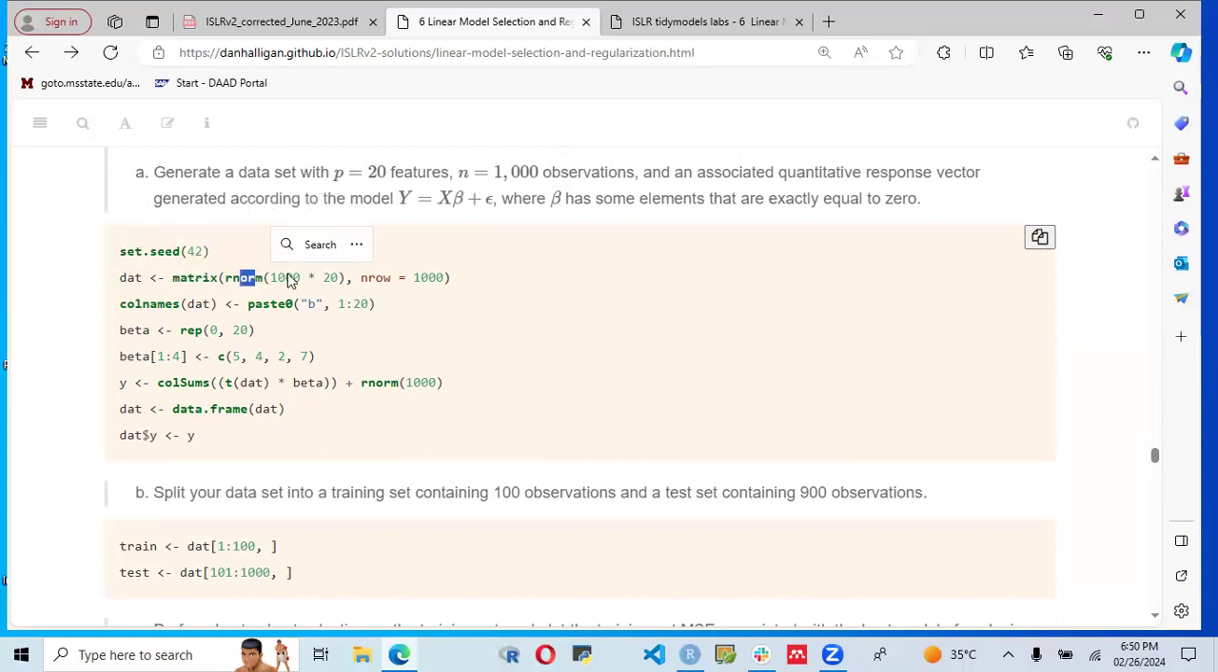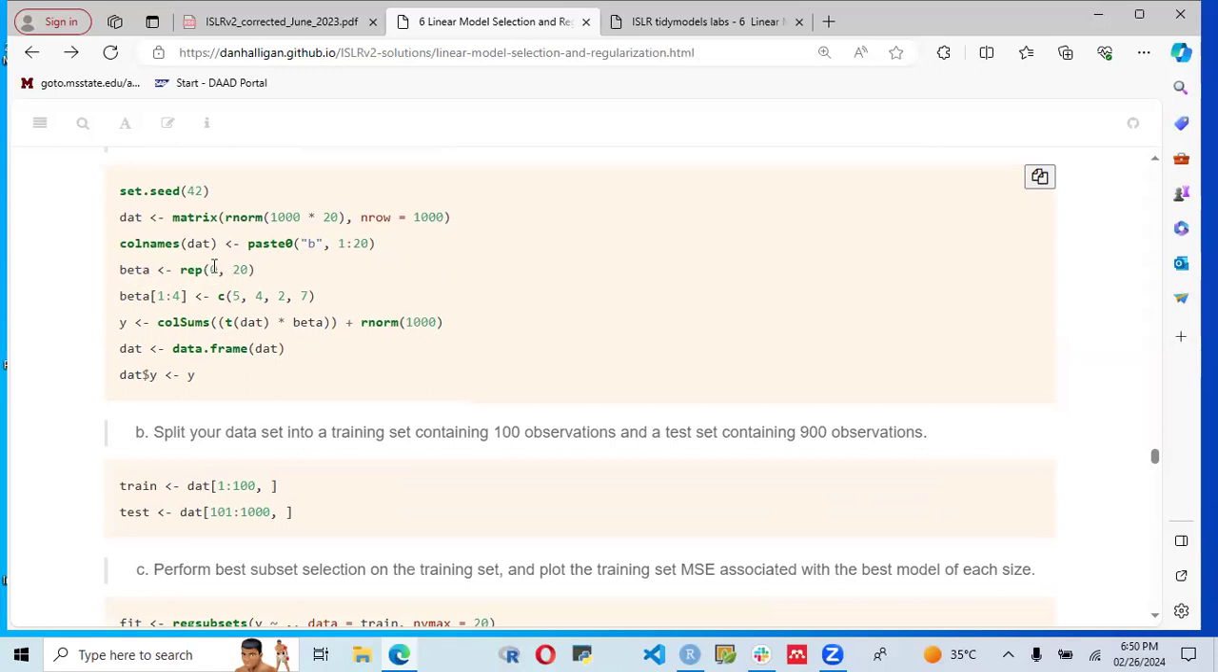We create our matrix, which is rnorm of 1,000 times 20, where the number of rows is 1,000. Then we set the column names using the paste0 function, where we have p repeated over a sequence from 1 to 20. Then we have beta, which is zero repeated 20 times. We subset the first four elements of beta and replace them with five, four, two and seven. Then we have Y, which is the sum of the transpose of that times beta plus rnorm of 1,000. We then create a data frame of the data we created initially, and convert it to a data frame, where the dollar sign Y will be Y.